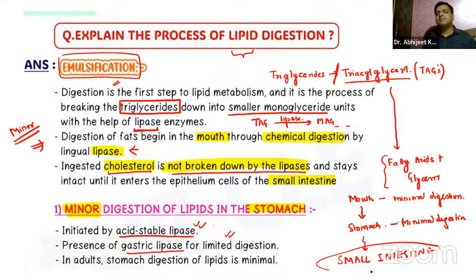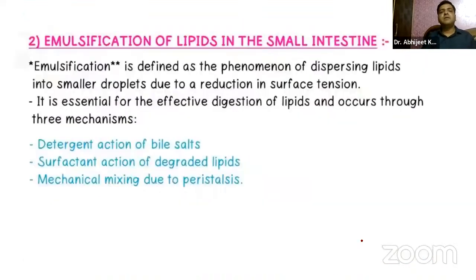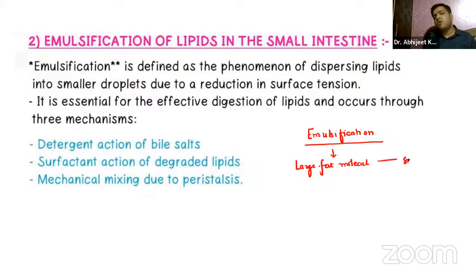So let us come to the picture of the small intestine now. What happens in the small intestine? Now, what is emulsification, guys? You already know emulsification means breakdown of large fat molecules, in very simple language, into smaller fat molecules. Similarly, the large droplets of fats, or the lipids over here, are converted into smaller droplets.